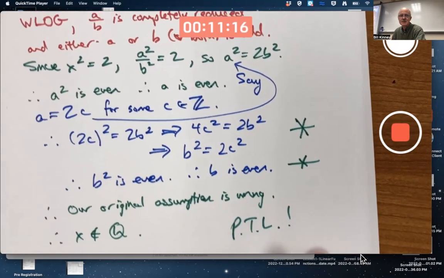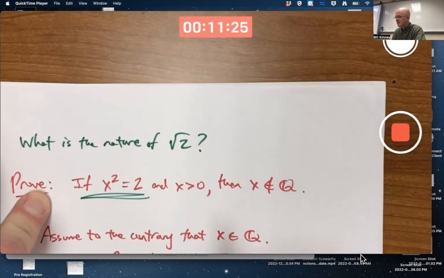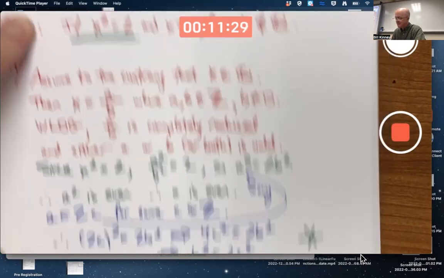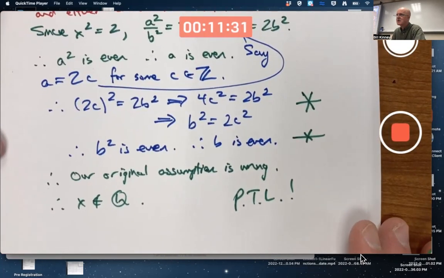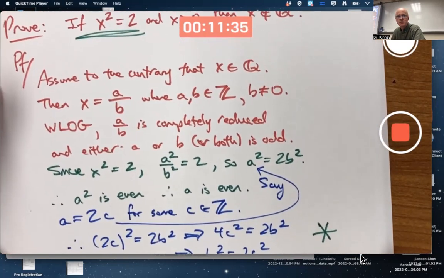Now, actually, I didn't need that extra assumption that X was positive there. This would be true even if X were negative, but I was thinking of the positive square root of 2. That's what the symbol means, the positive square root of 2. Great. Square root of 2 is not rational. Isn't that beautiful? I think this is the most beautiful proof in the universe.